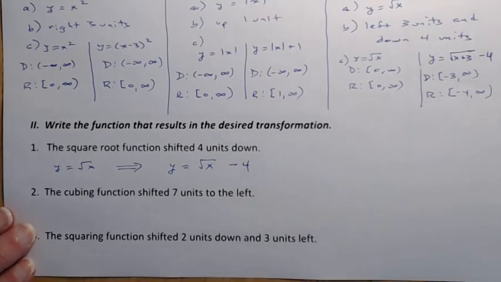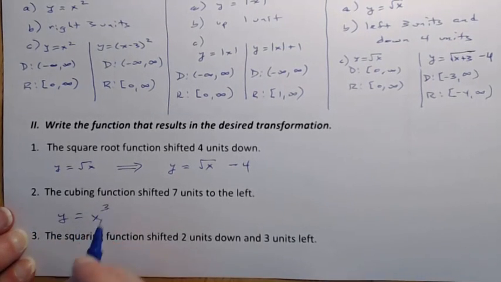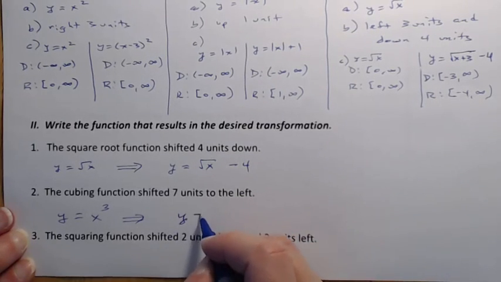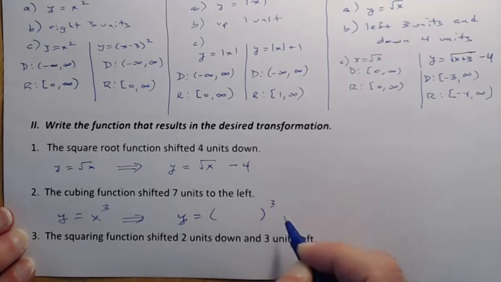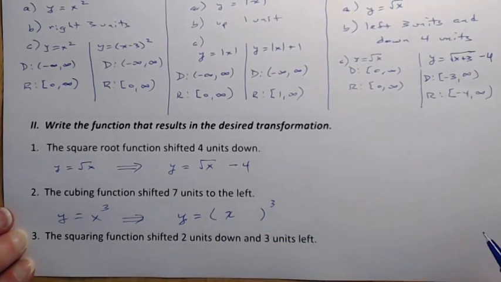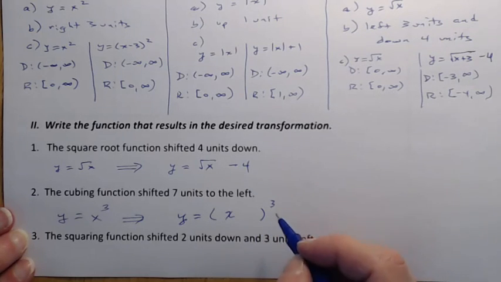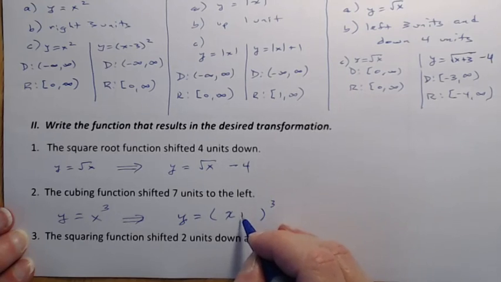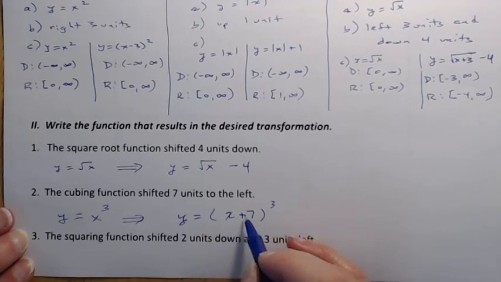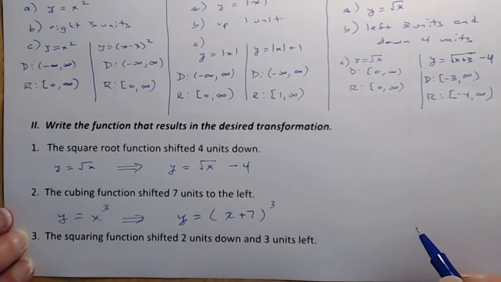Okay. Number 2 has the cubing function, so y equal to x cubed. How do I shift it left 7 units? Well, again, that's a horizontal shift. So something happens to the x before I cube it. Okay, if I want to go left 7, negative 7 is my new 0. So if I write x plus 7, right, that makes negative 7 the new 0. And then I went left 7 units.